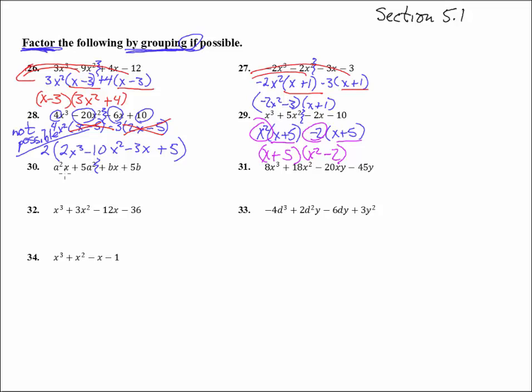Split the 4 terms, 1, 2, 3, 4 of them in half. We can pull out a squared out of here, and x plus 5 is what is left. On the second, we can pull out a b, right? Positive b. And we get x plus 5 is left.